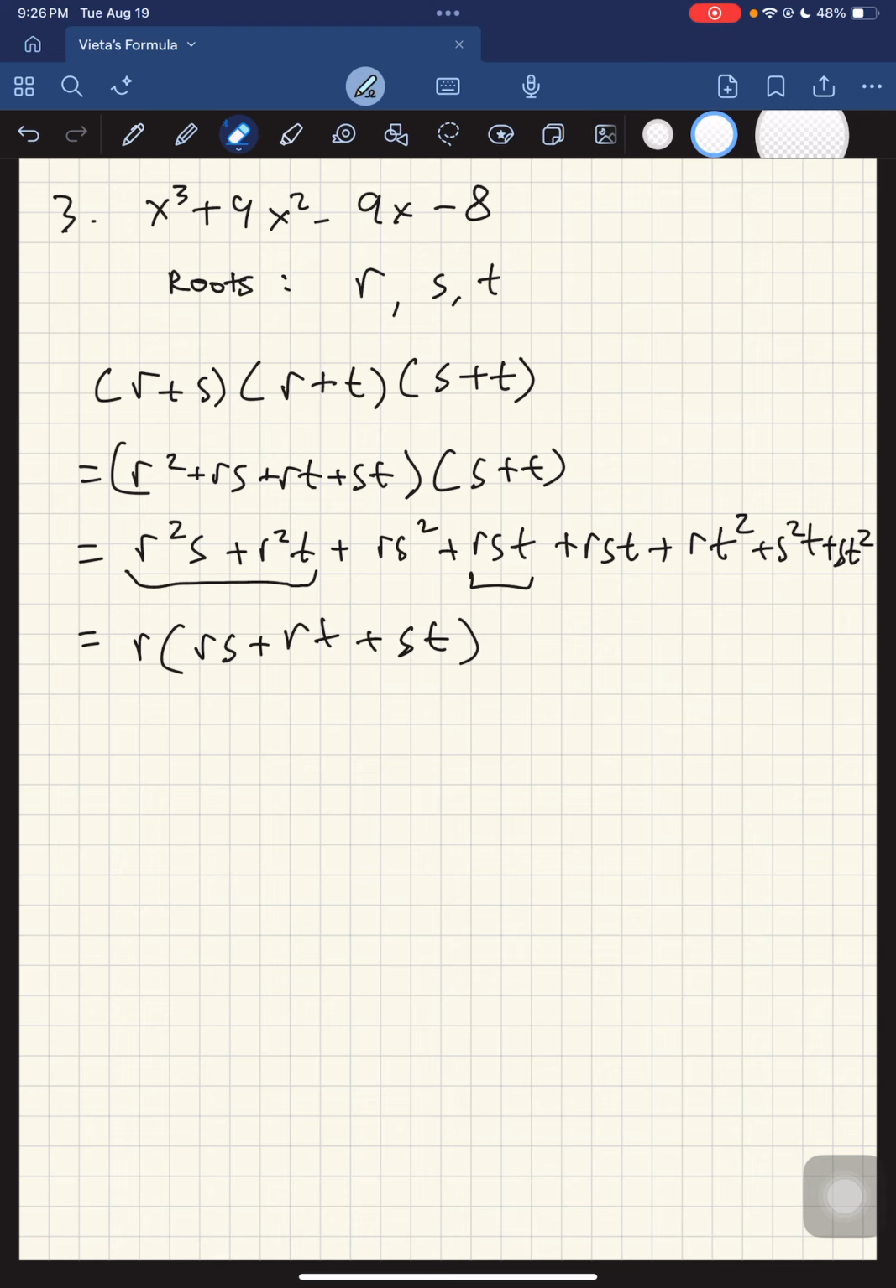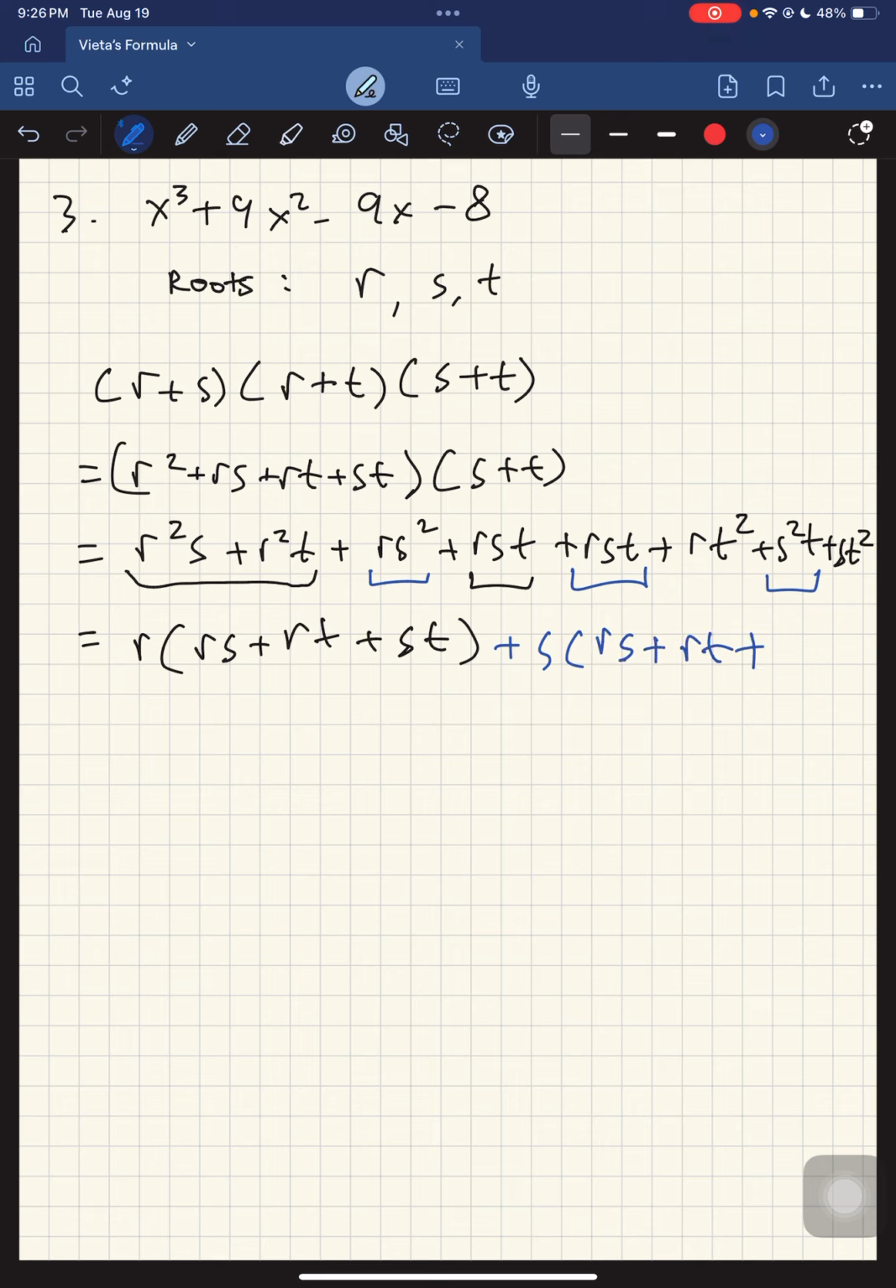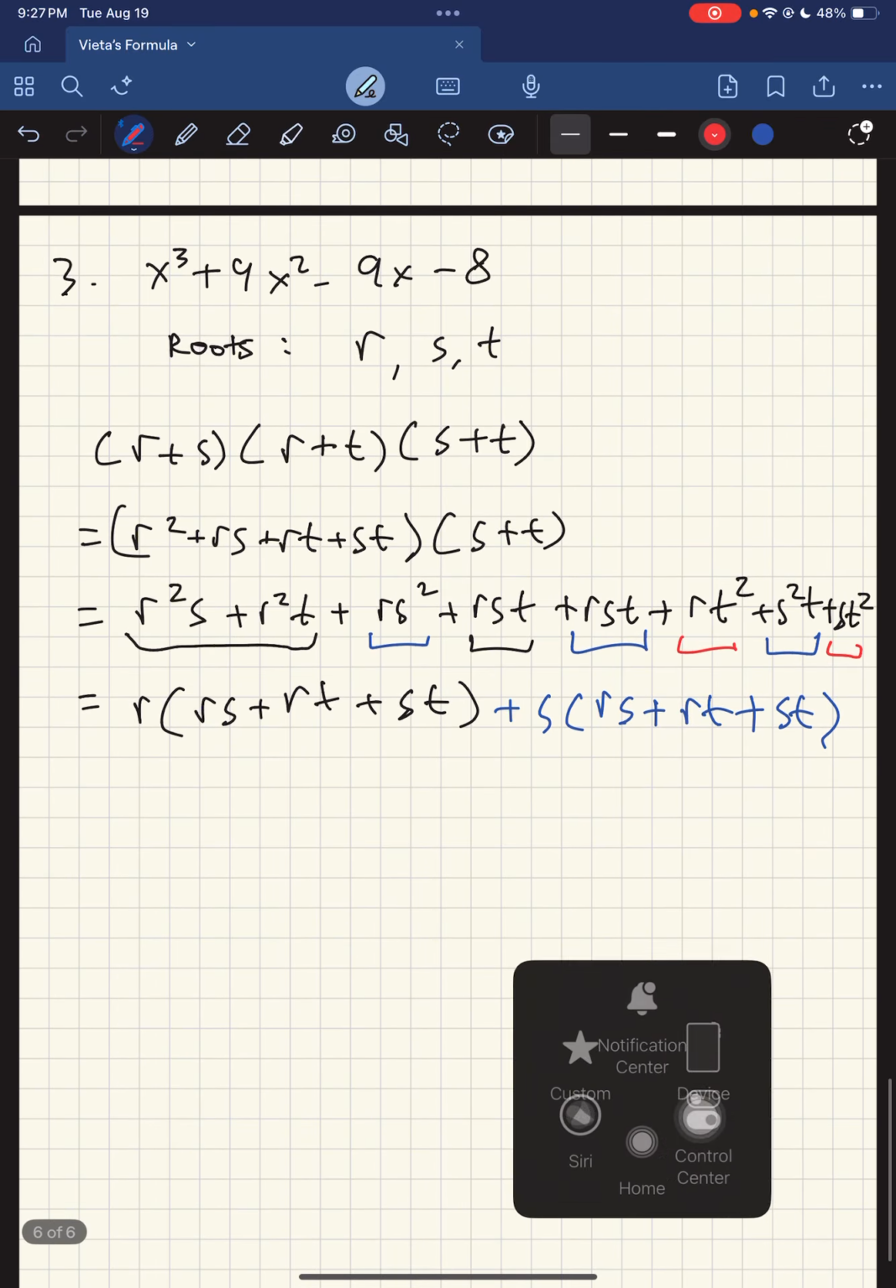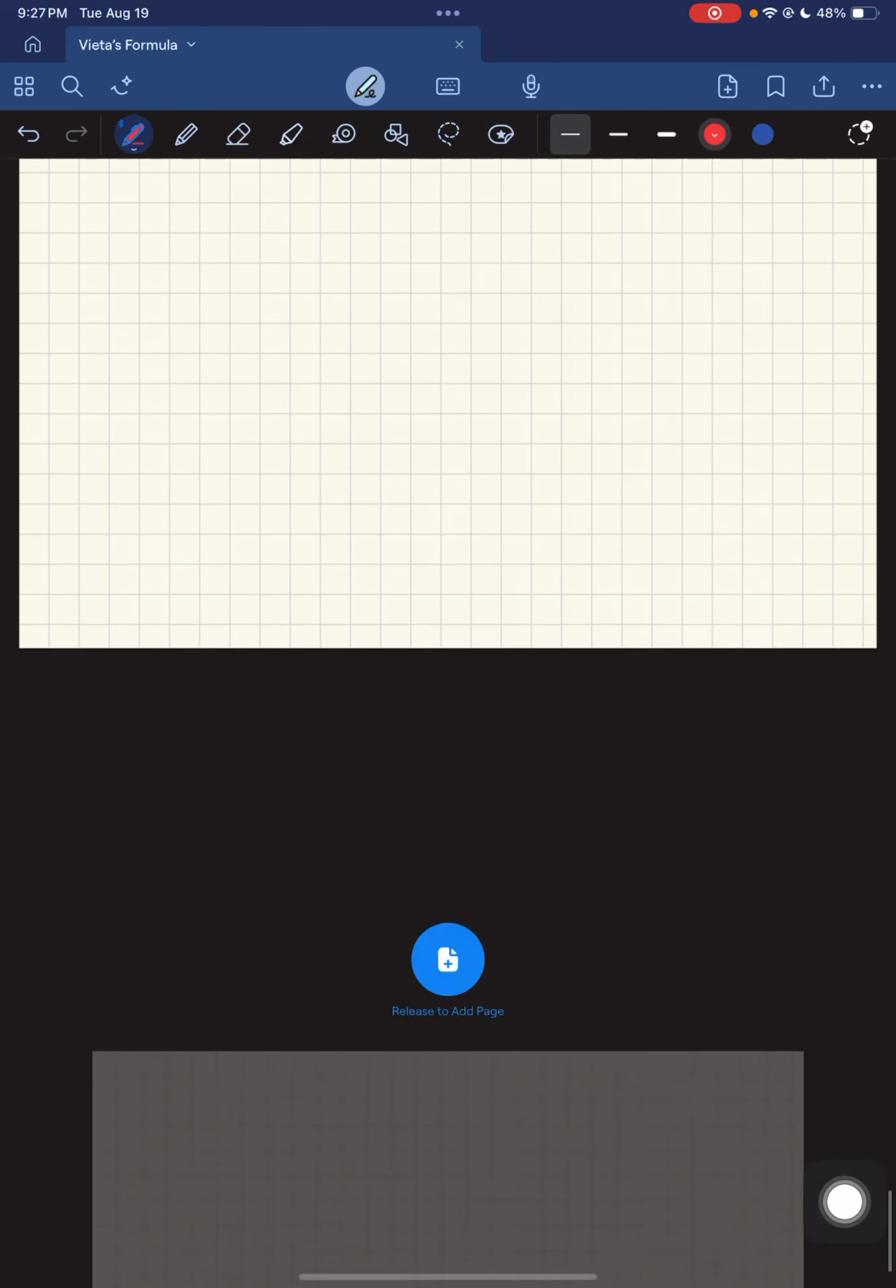And then if we look at, let's say, the term with the s squared, we can see that there's also a term over here, and we have another rst. And this is just going to be equal to s times rs plus rt plus st. And then finally, what do we have? We have rt squared and st squared, and notice how there is no rst left, so we can't really create another one of these second symmetric sums. But actually we can.